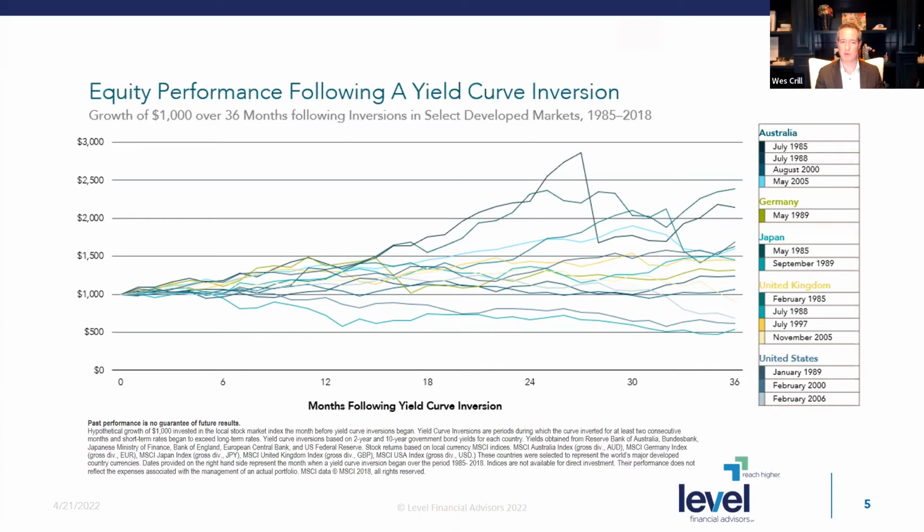And you can see, when we plot out the growth of wealth for all of these different instances of yield curve inversions, with a sample period going back to 1985, it was sort of a mixed bag, but more often than not, 2 years, 3 years down the line from that yield curve inversion, the equity markets had delivered positive returns, about 2/3 of cases actually.